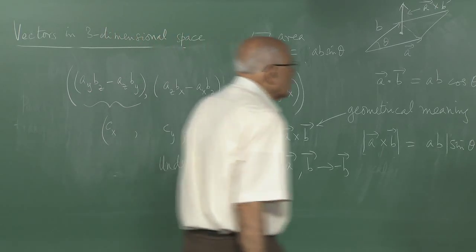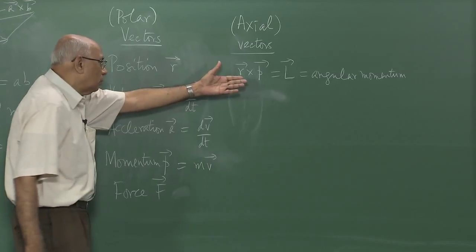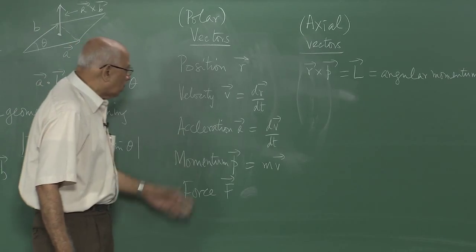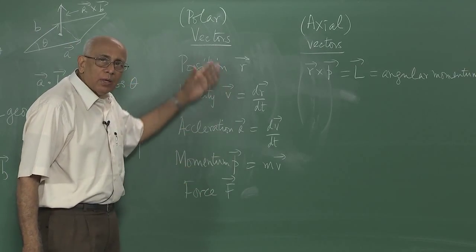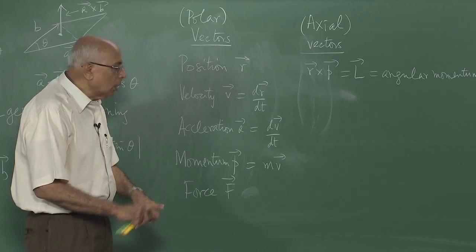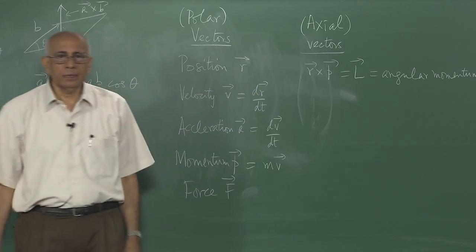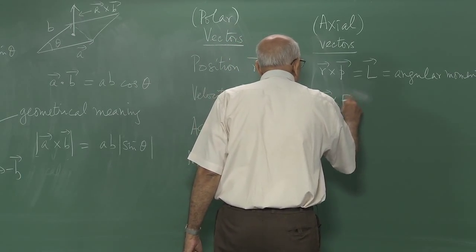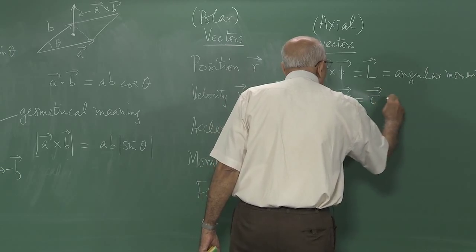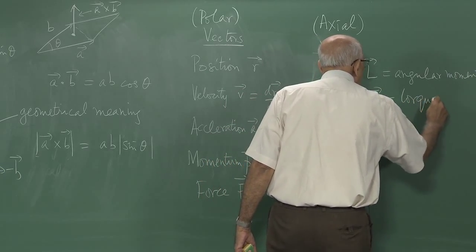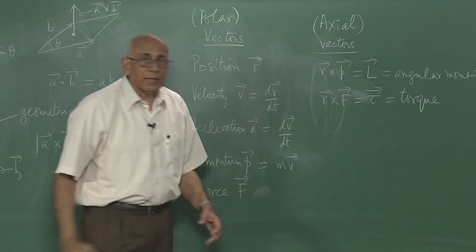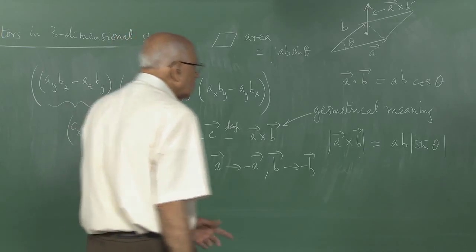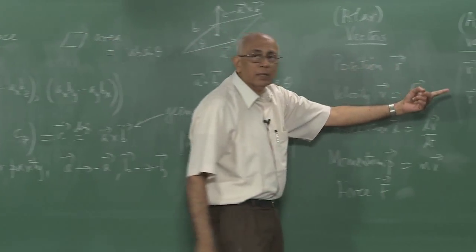Okay. What about R cross V? Well, it is going to do exactly what this does, because V and P just differ by this constant multiple here, and so on. So whenever you take two vectors from this column here and take the cross product of the two, you are going to get an axial vector out there. For instance, if you did R cross F, this is equal to tau and it is equal to the torque. So the torque is an axial vector, the angular momentum is an axial vector, the cross product of any two vectors here is an axial vector there.